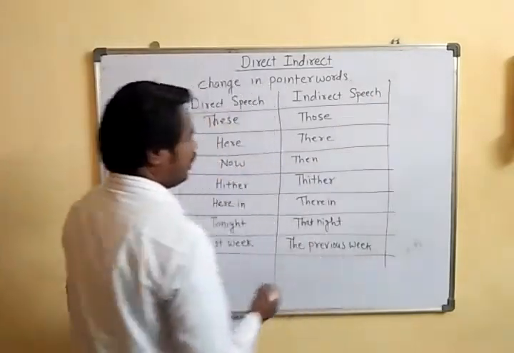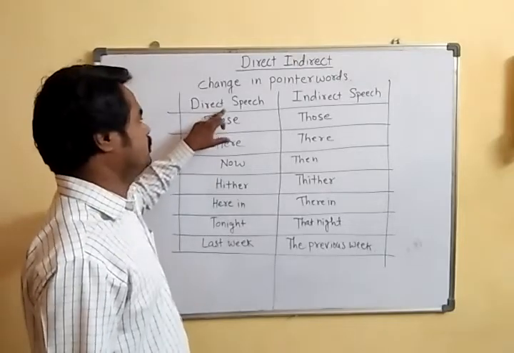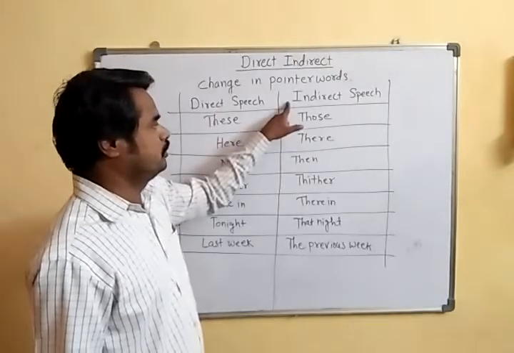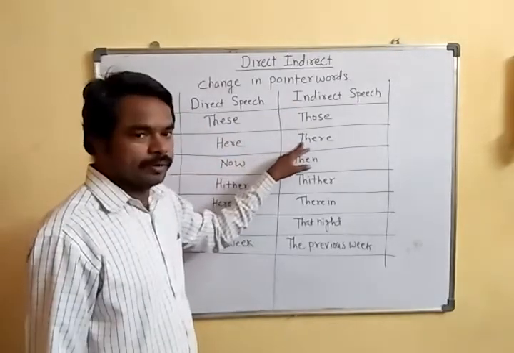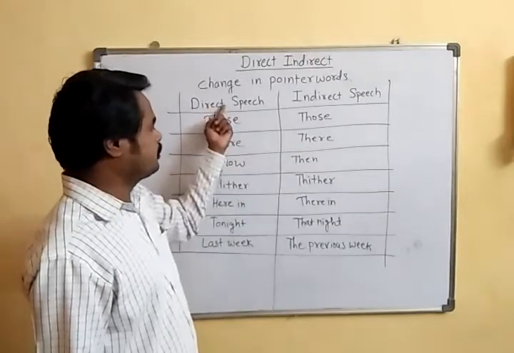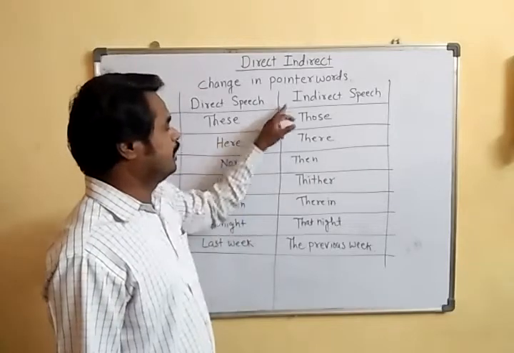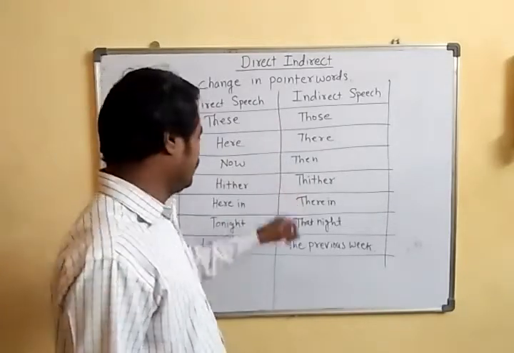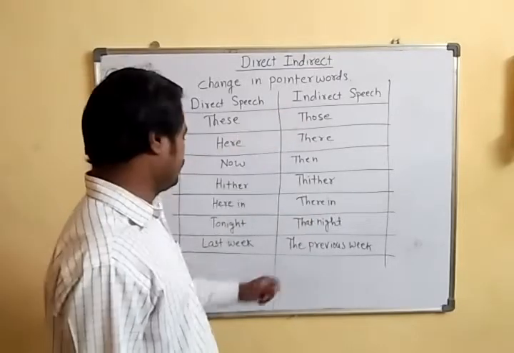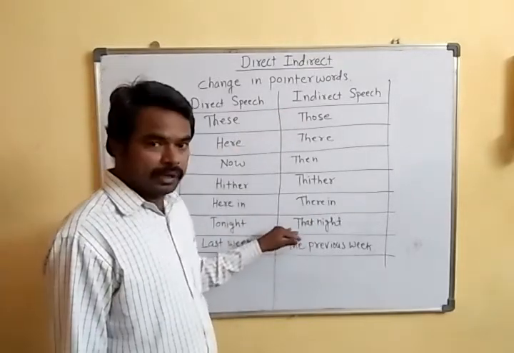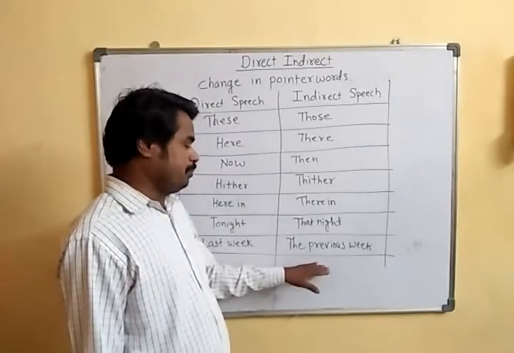Now see how pointer words are changing. If the pointer word these is used in direct, it will become those in indirect. If it is here in the direct, it will become there. If it is now in direct speech, it will become then in indirect. If it is hither, then it will become thither in the indirect. If it is hearing, it will become therein in indirect. If it is tonight, it will become that night. And if it is last week, it will become the previous week.